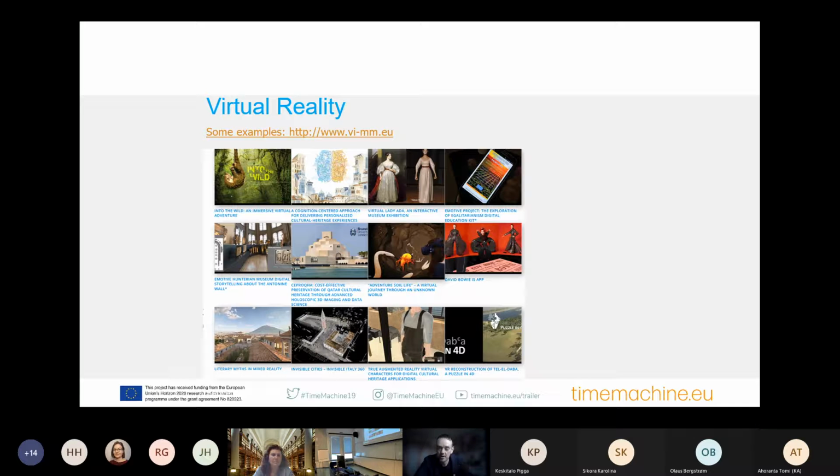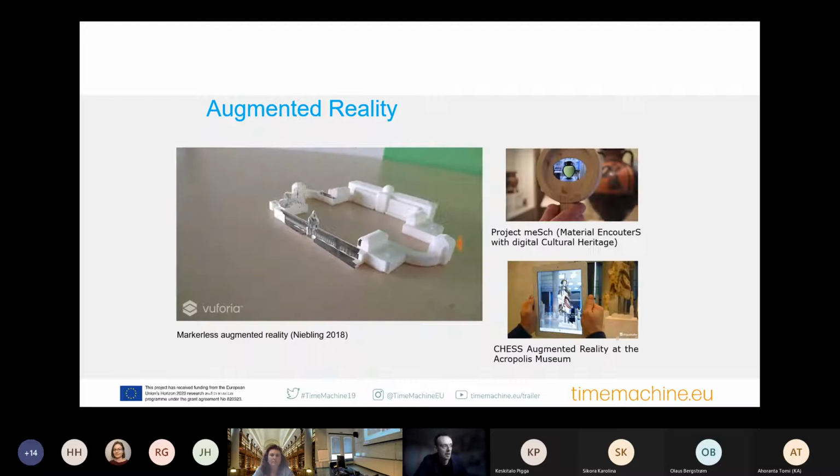And I think it turned out that there is a 3 to 4 digit number of applications in museums in different settings dealing with heritage in that field.